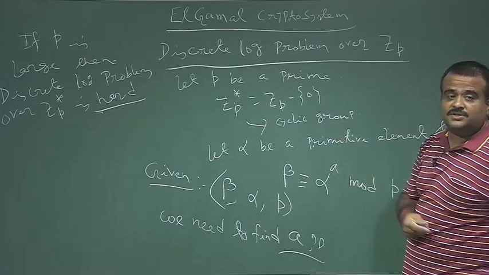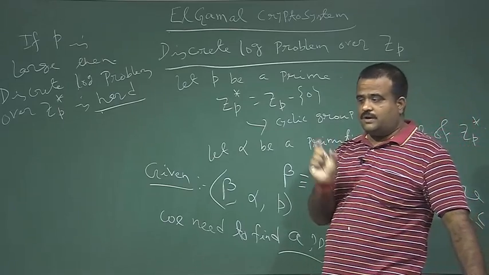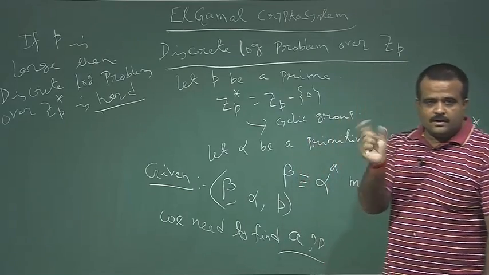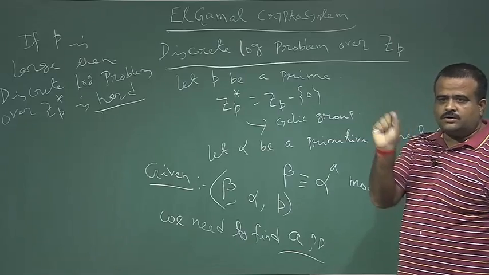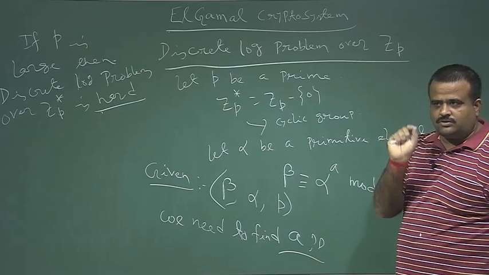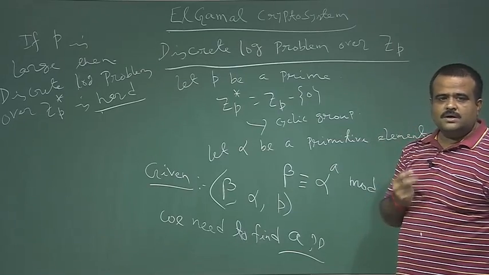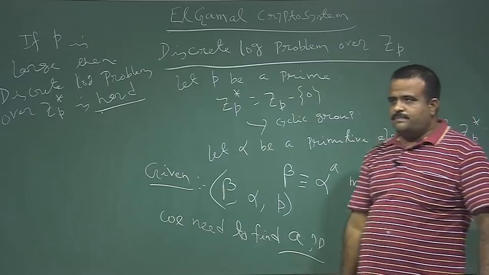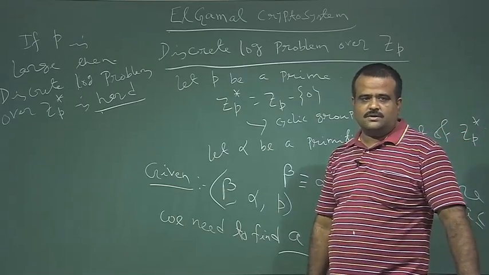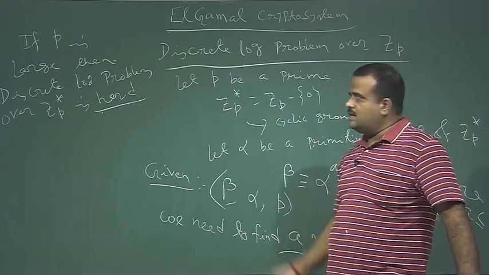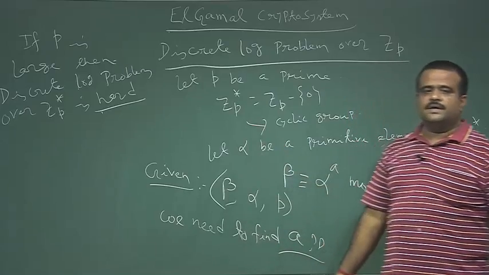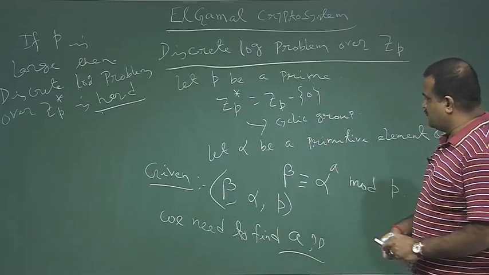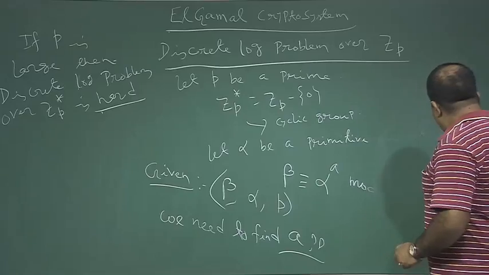Like RSA is based on the hardness of factorization. If we are given an integer which we know is a product of two primes, n equal to pq, then getting p and q is hard. So that is the hardness for RSA. Now here the hardness is that of the discrete log problem.